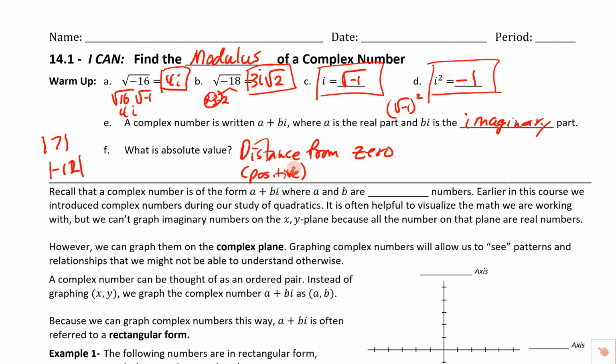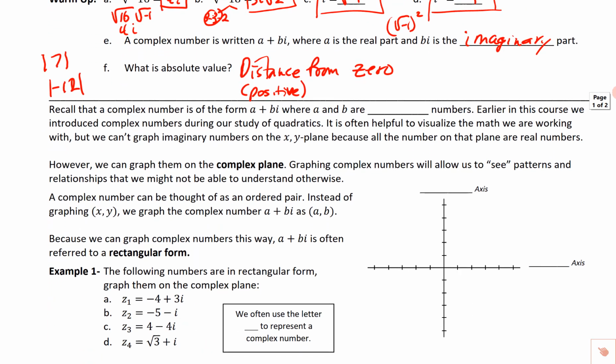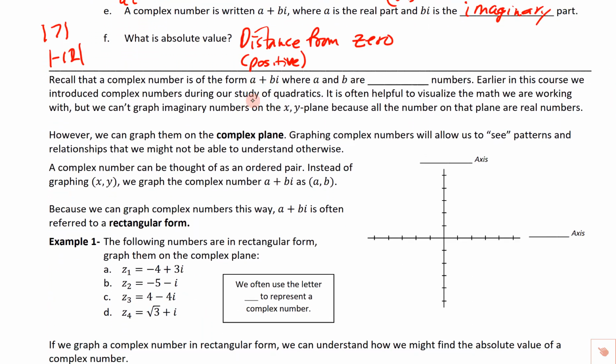Some people make the mistake that, oh, it just makes everything positive. Well, that's kind of true, but the reason why is that we're finding the distance from 0, and distance is always positive. So remember, when we've got complex numbers written in this form right here, a plus bi, a and b, they are both real numbers. It's when we put the i on there that it becomes the imaginary part.